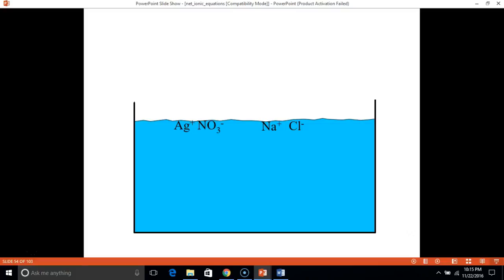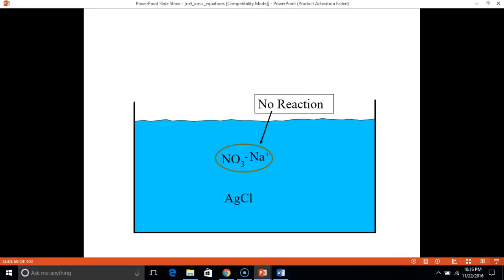Okay, let's watch this again. Those two form ions in solution. The silver then finds the chlorine, not intentionally, but they do what we call a reaction. It's the only thing that's actually reacting, the silver coming together with the chlorine. The sodium and the nitrate are not reacting. They're just floating around in the solution.